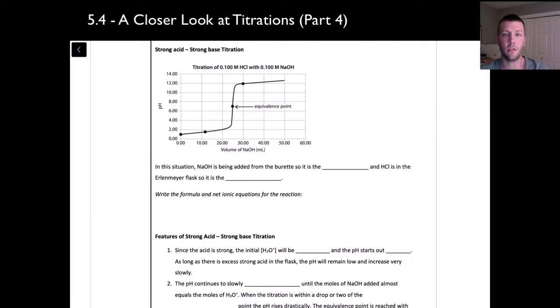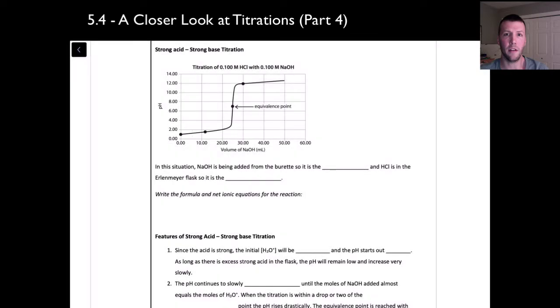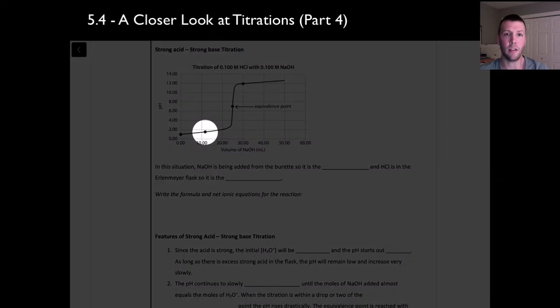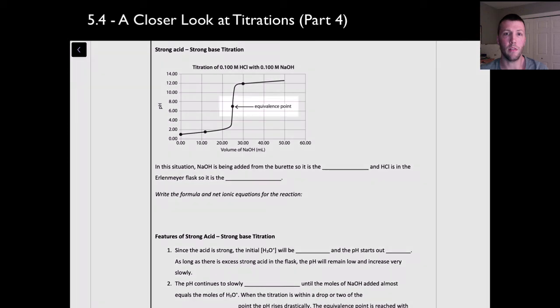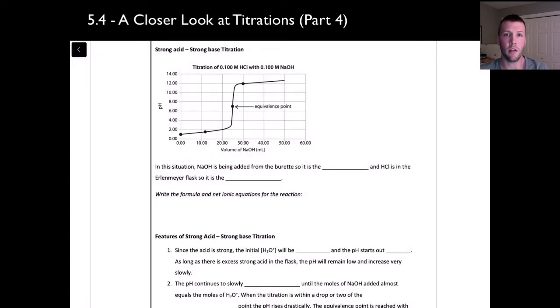First, we're going to take a look at strong acid, strong base titrations. We're going to analyze four distinct parts of the titration curve: the initial pH before any titrant is added, the pH at halfway to the equivalence point, the equivalence point, and the pH beyond the equivalence point. In this situation, the sodium hydroxide is being added from the burette, so it is the titrant, and the HCl, hydrochloric acid, is in the Erlenmeyer flask, so it is called our analyte.